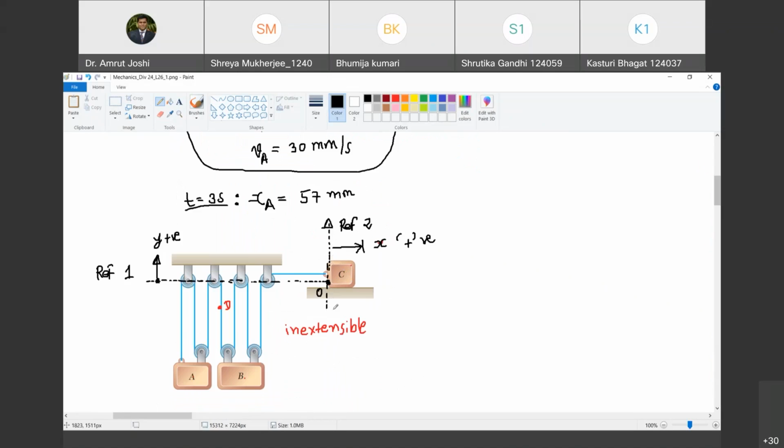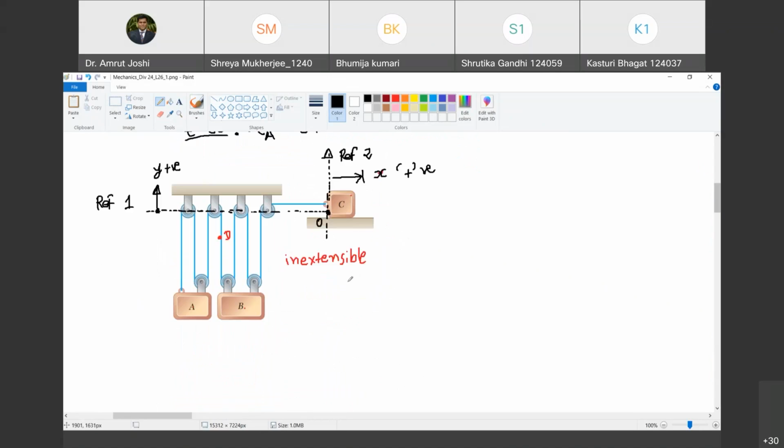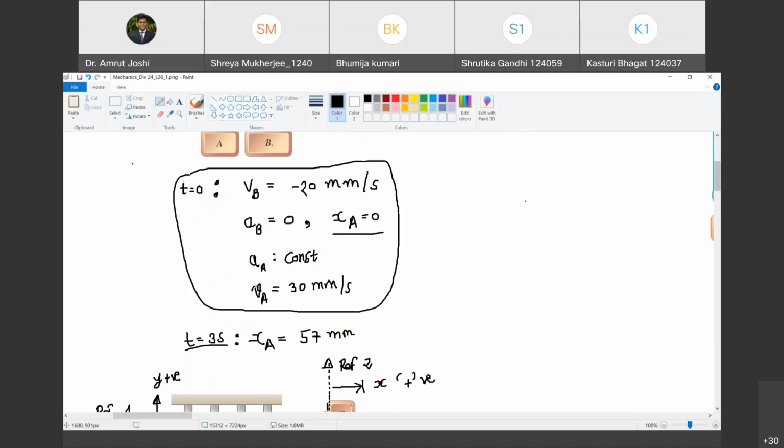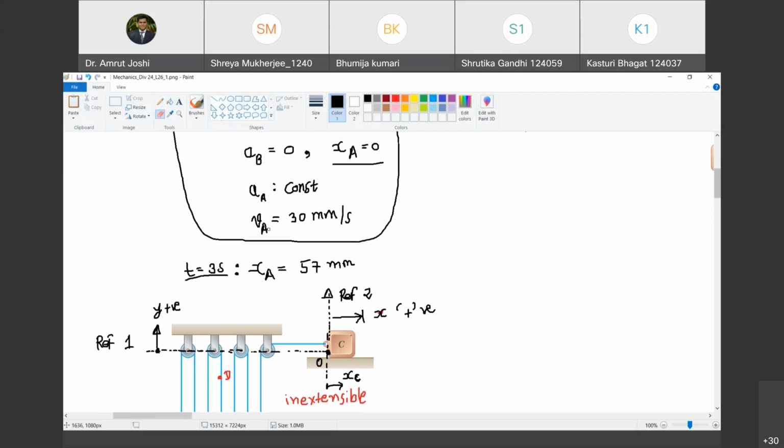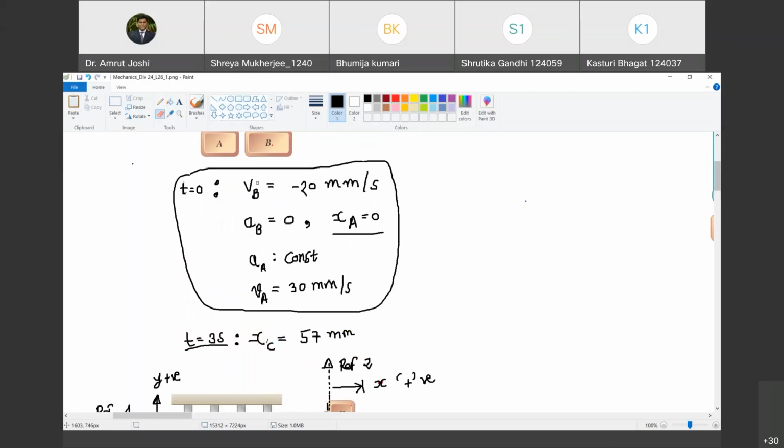Happy? Yes, sir. Okay. Now what I am going to do is define coordinates. So the distance of block C from this space, I am going to call it as XA, XC. I'm sorry, we have called it as XA, but it needs to be called as XC because block C is moving. Are you with me? Yes, sir.